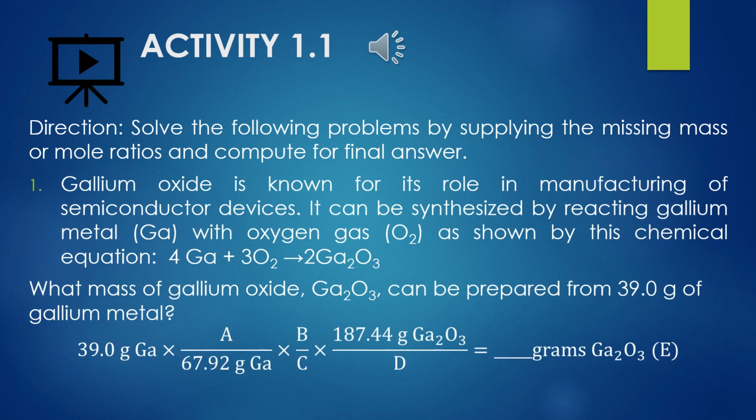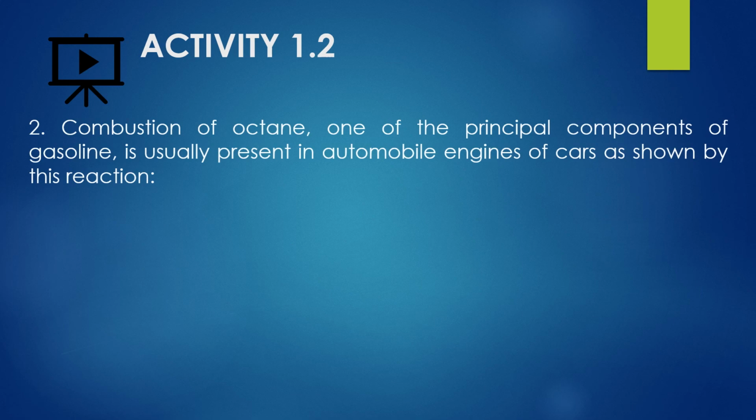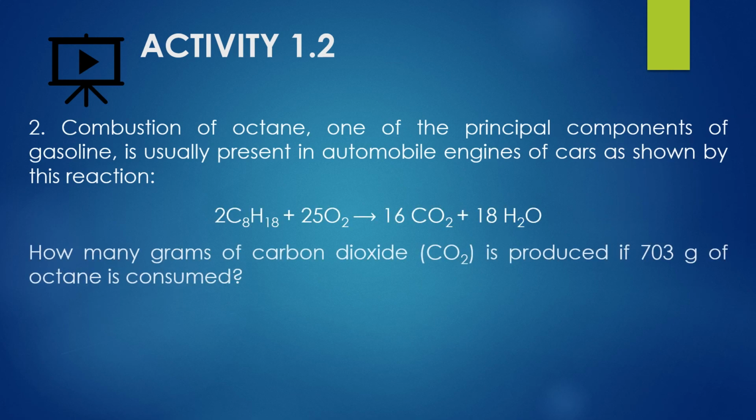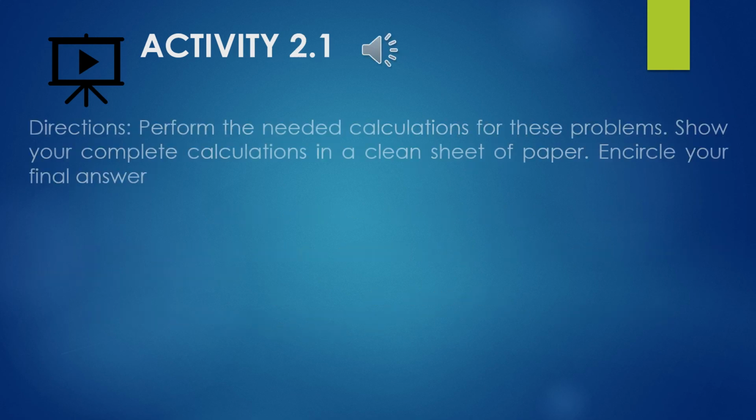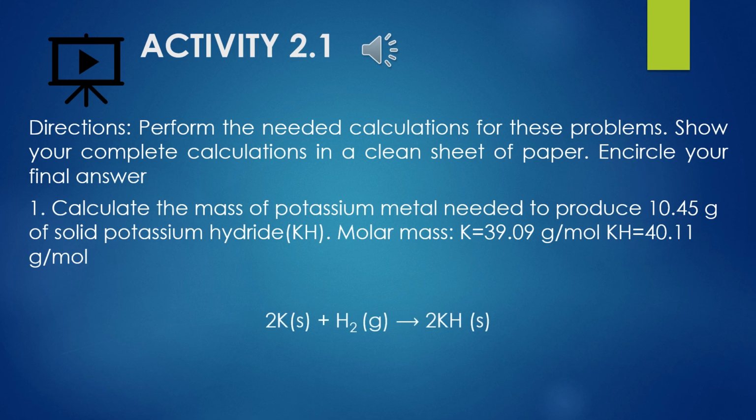Let's have activity 1. Solve the following problems by supplying the missing mass or mole ratios and compute for the final answer. Let's go to activity number 2. Perform the needed calculations for these problems. Show your complete calculations in a clean sheet of paper and circle your final answer.